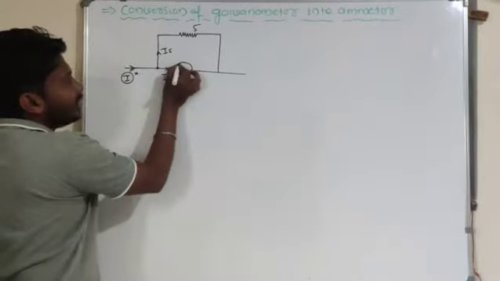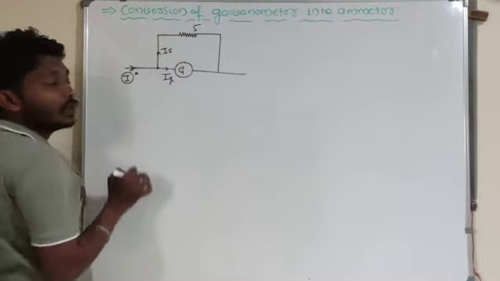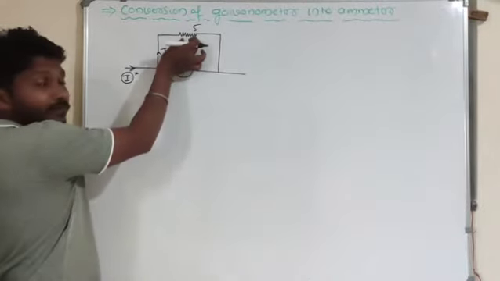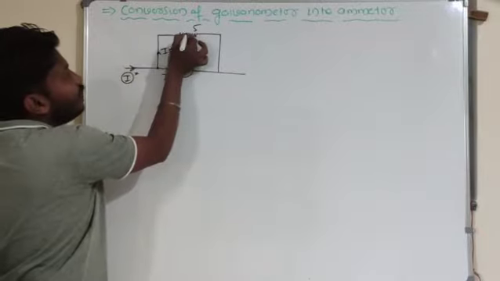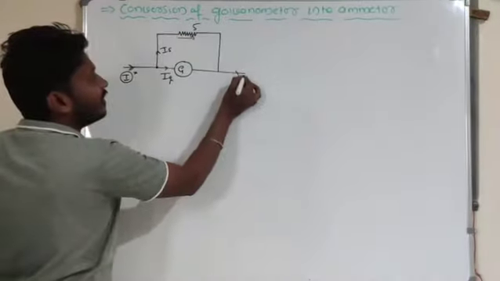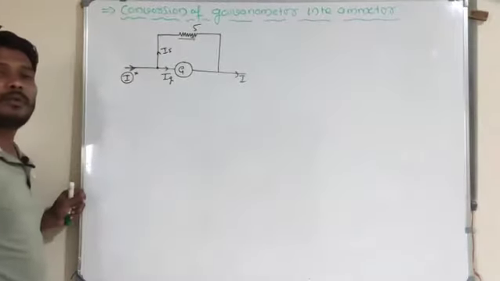Here the galvanometer resistance is more compared to this low resistance wire. If the galvanometer resistance is more and this resistance is less, the maximum amount of current will try to pass through this low resistance wire only. Then finally a high amount of current will come out of the circuit.